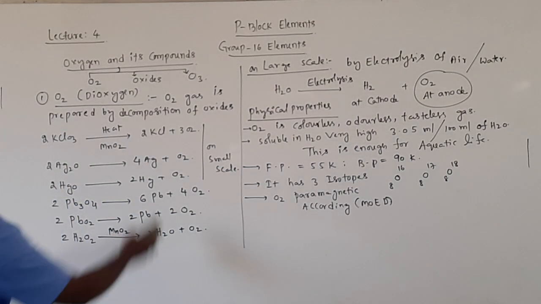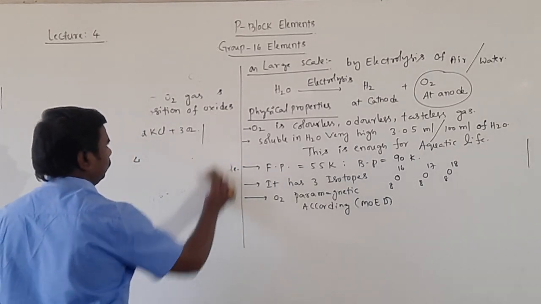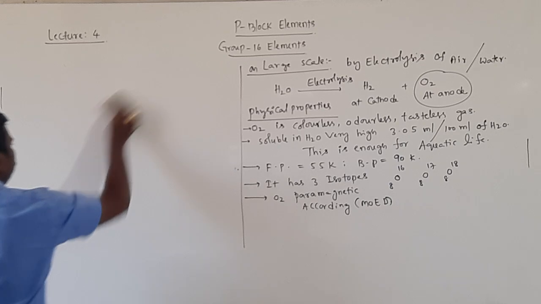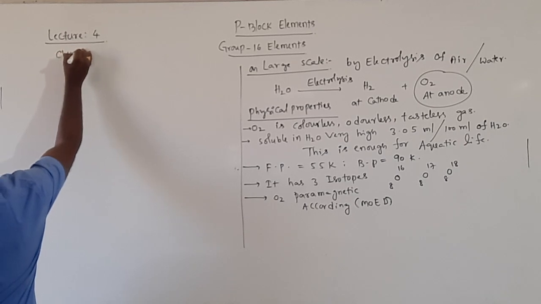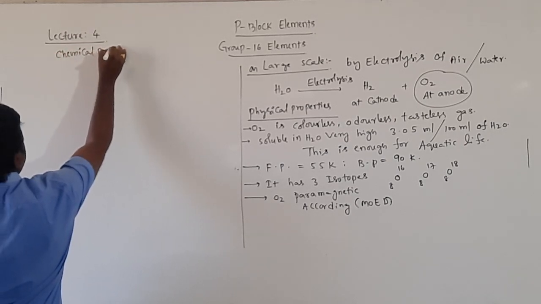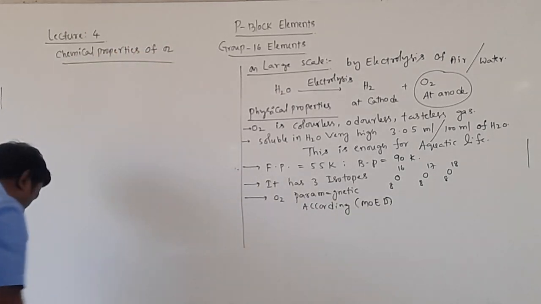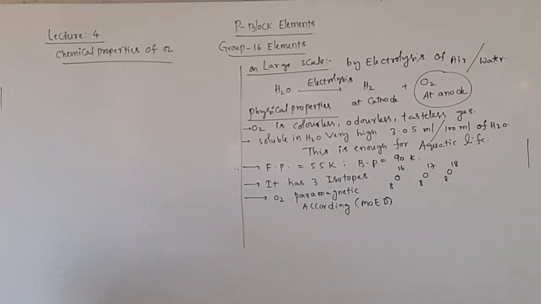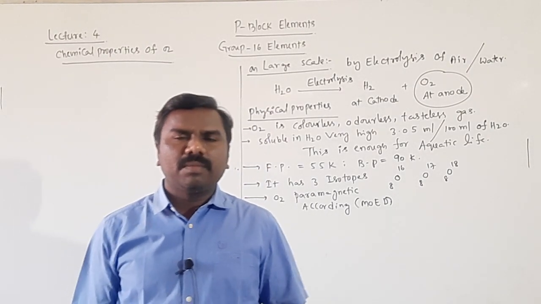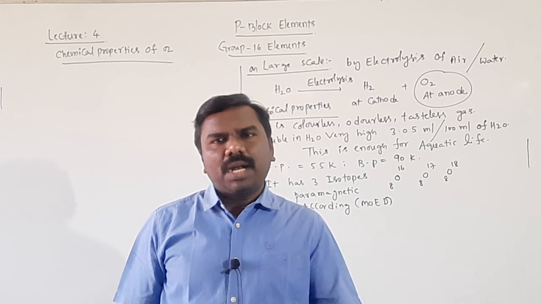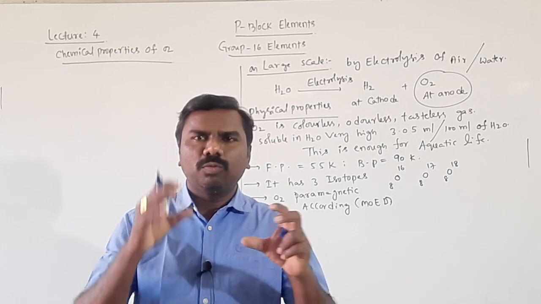Now, I will discuss the chemical properties of oxygen. Oxygen is chemically quite reactive. It can react with metals, non-metals, and noble gases, which are inert gases. To start the reaction, you need to give some external energy to break the bond between O and O.